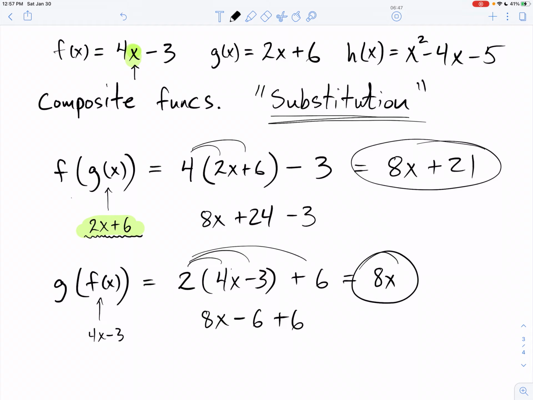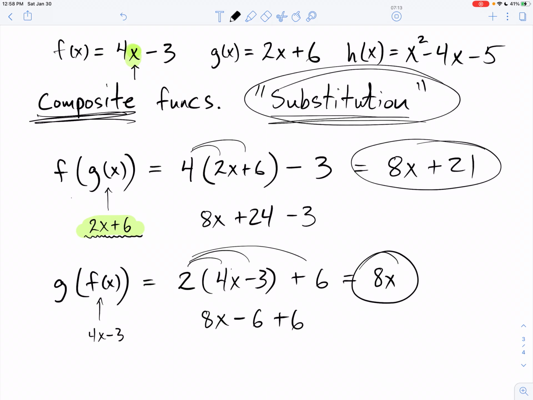But what is this unit all about? It's about things we can do with functions. We can add them, subtract them, multiply them, divide them. We can compose them. So this composite of functions means I'm going to replace the other function into the other guy's variable. I'm substituting. That's what I'm doing.